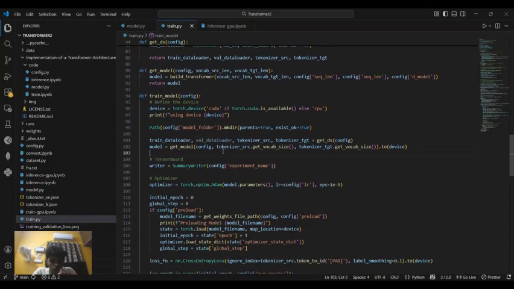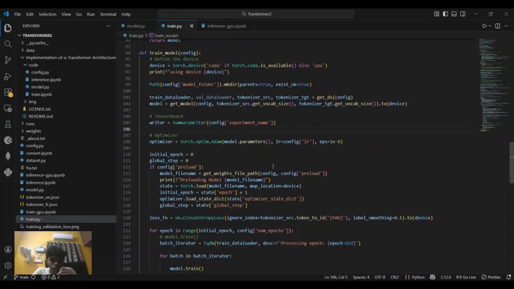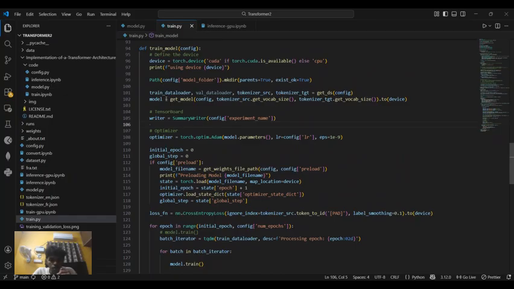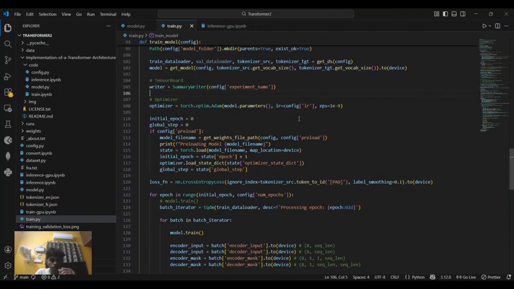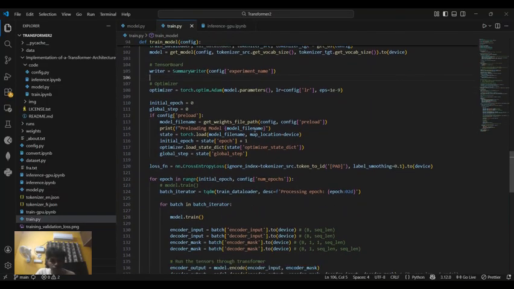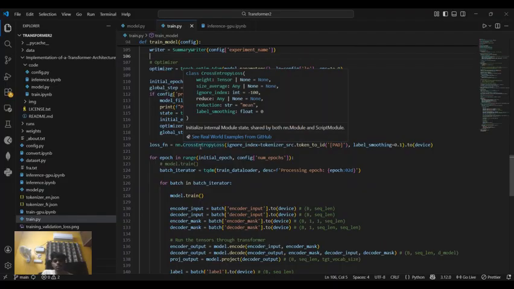We train the model using the train data loader and validation loader, tokenizing the source and target. We use Adam optimizer and cross entropy loss for the loss function.